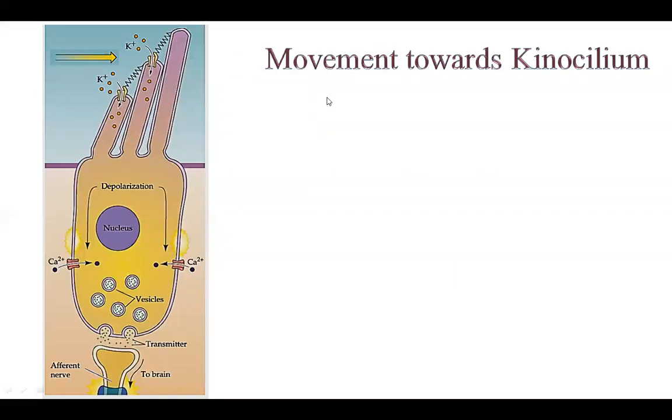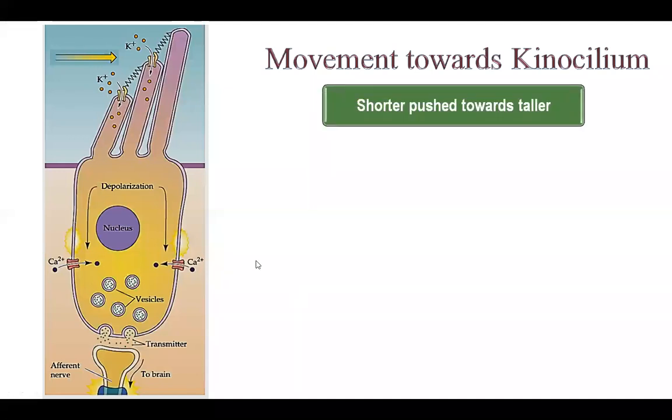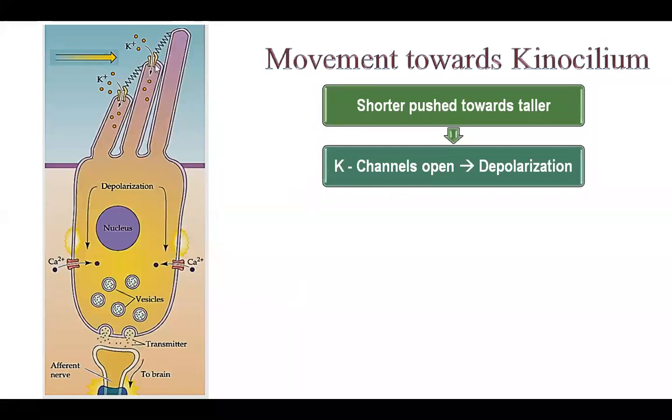So let us see how the movement towards the kinocilium causes excitation of the hair cells. When the shorter one is pushed towards the taller one, that will cause opening of these mechanically gated potassium channels. When these potassium channels open up, this will cause influx of potassium inside the hair cells, meaning the resting membrane potential will start moving towards positivity. That is known as depolarization.